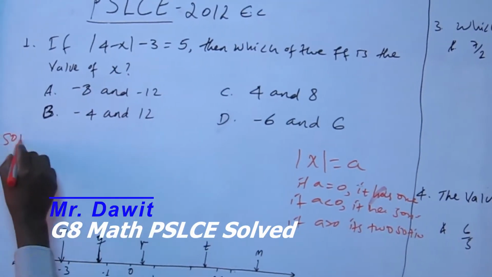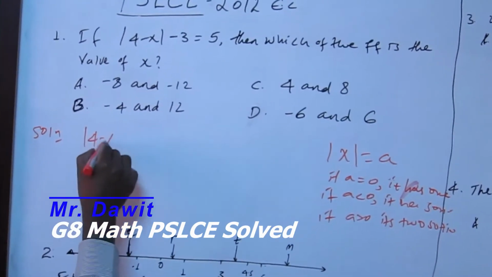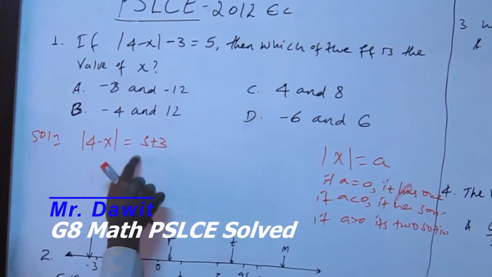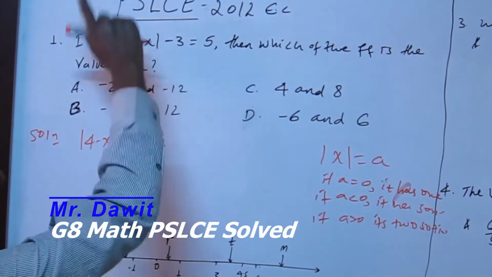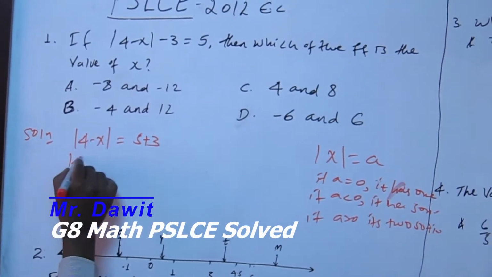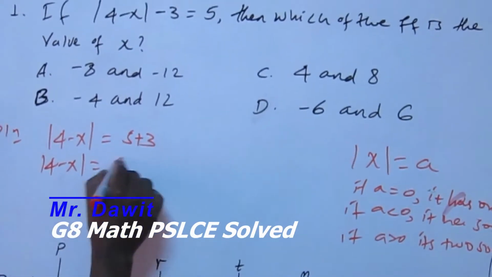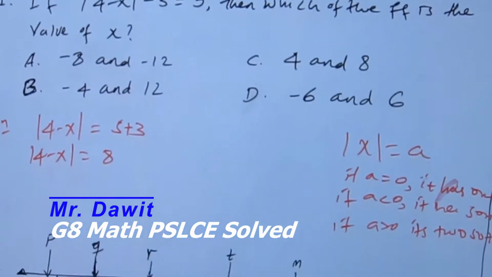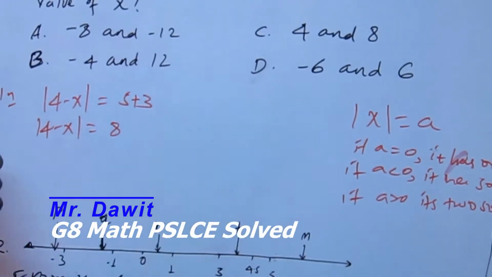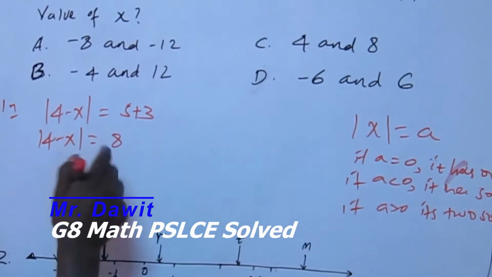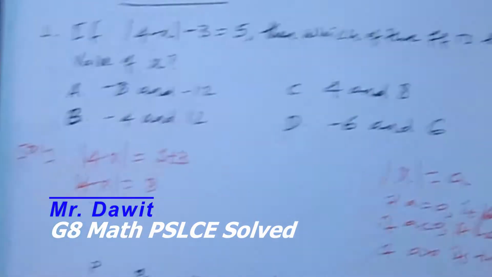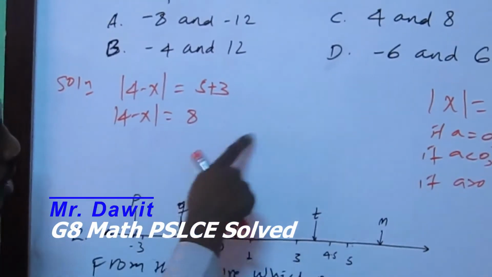So let's remove it. That is the absolute value of 4 minus x is equal to 5 plus 3, because the negative sign transposed to the right side becomes positive. So this means the absolute value of 4 minus x is equal to 8. Now there is no operation outside of the absolute value, so we can judge whether this equation has a solution or not. Considering the number 8, this number is positive.